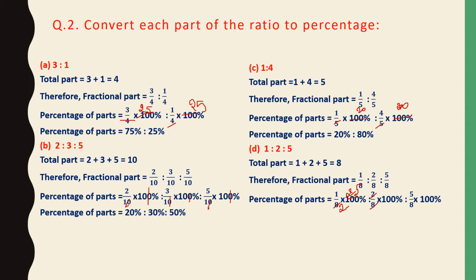Now 4 and 25. Now we have 4 2s are 8 and here 25. Hence the final ratio comes here. It means final percentage of parts, that is 12.5% is to 25% is to 62.5%. It can be written as 12.5%, 25% and 62.5%.